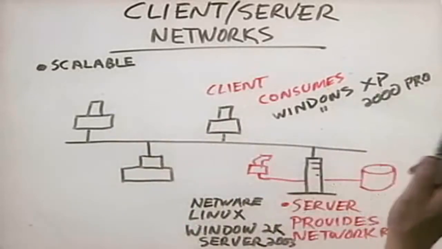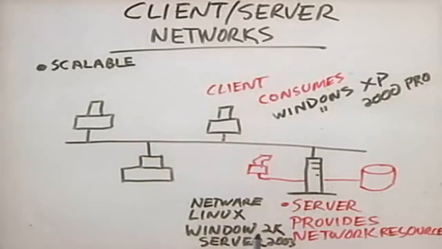Now, you're still using your relatively inexpensive client operating systems up here, just like with a peer-to-peer network, such as Windows XP, Windows 2000 Professional. The expense comes down here. These operating systems, for the most part, are relatively expensive. The exception, of course, is Linux. NetWare is relatively expensive. Windows 2000 Server is very expensive. Server 2003 is relatively expensive as well.